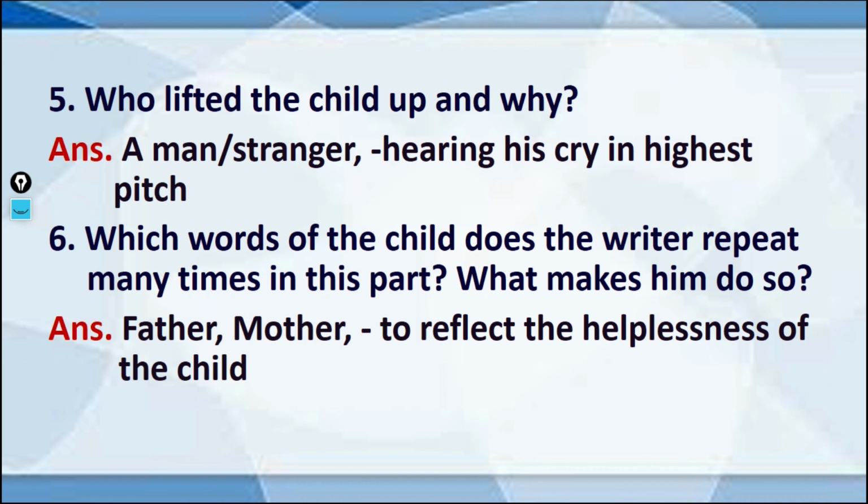Number 6, which words of the child does the writer repeat many times in this part? What makes him do so? The child repeats father, mother, right, to reflect the helplessness of the child. So, the child only repeated the same thing, father, mother, moving from one place to another, right.